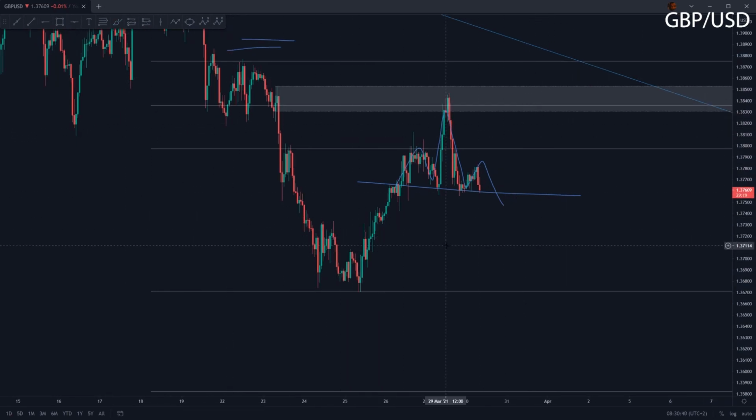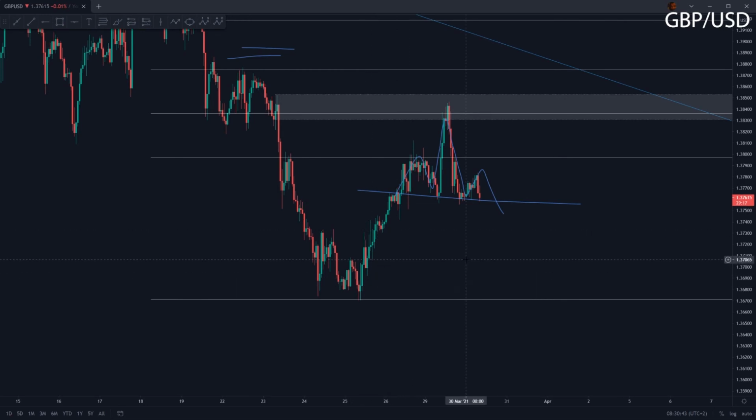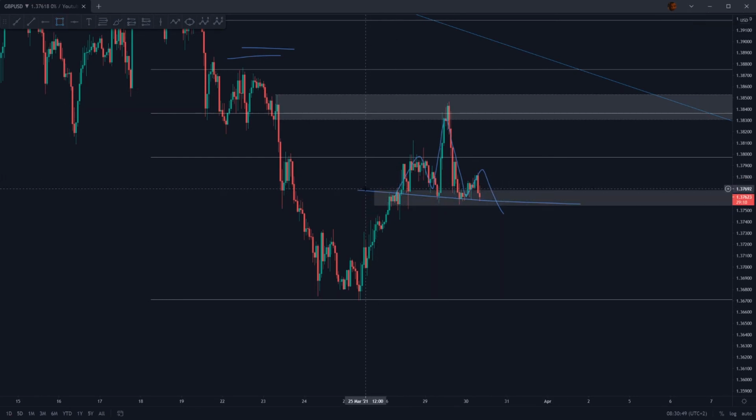Yeah, no real clear trend line or whatsoever that we can draw in over here, not even a structure line. So probably just going to be looking out for any shorts once we break underneath this structural level at 1.37623.